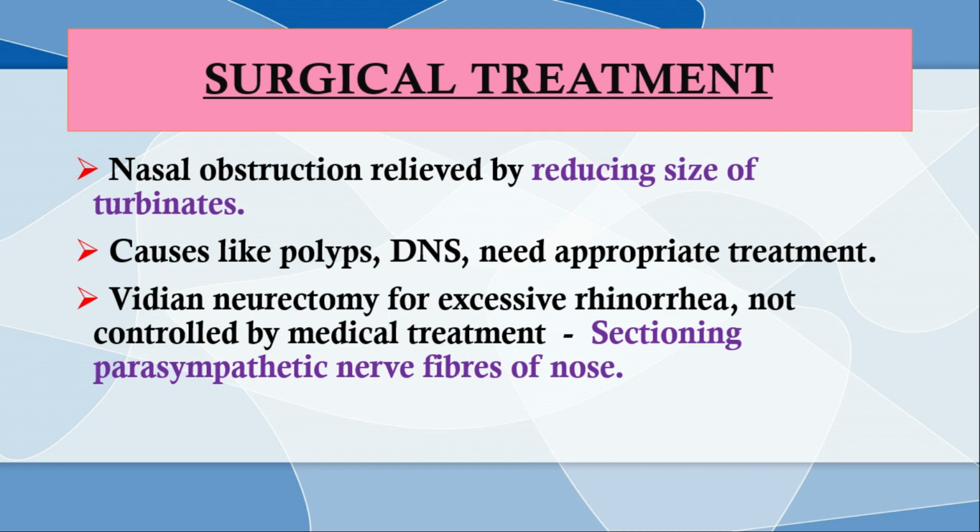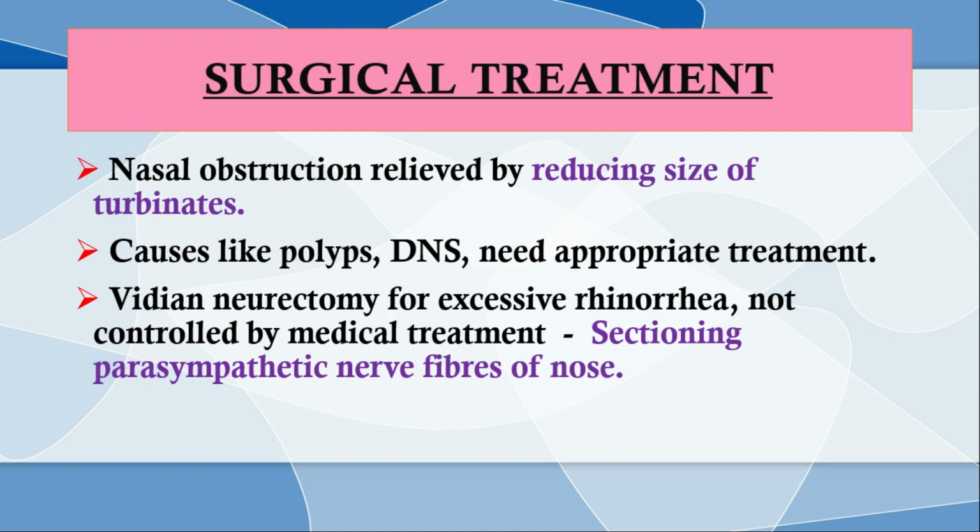Now, sometimes medical treatment does not help in the relief from symptoms. For example, nasal obstruction, if it's not relieved by medication, then we have to go for reducing the size of turbinates, especially the inferior turbinates. And how do we reduce the size of turbinates? Sometimes it's just electrocautery, by which we cauterize the inferior turbinates mucosa, that shrinks and relieves the patient for a little while.